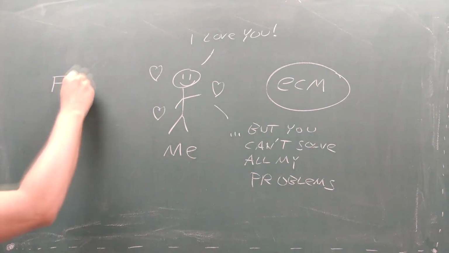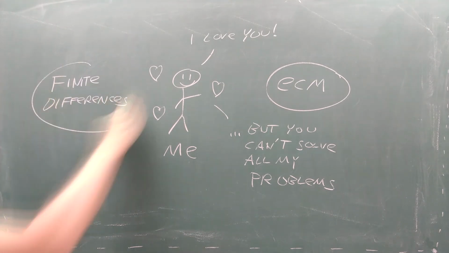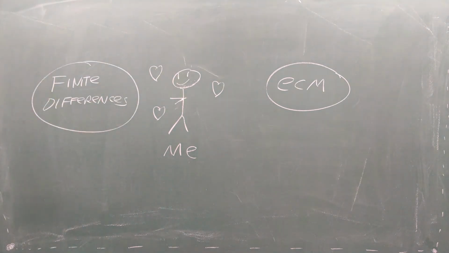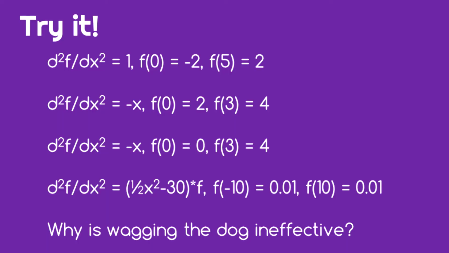In the next video, we'll look at how the method of finite differences provides a much better way of solving boundary value problems. You should now be able to use the wag the dog method to attempt to solve a differential equation with a set of boundary conditions. Use the code in the link in the description below to attempt to solve these sets of differential equations and boundary conditions, and describe why wagging the dog is ineffective.